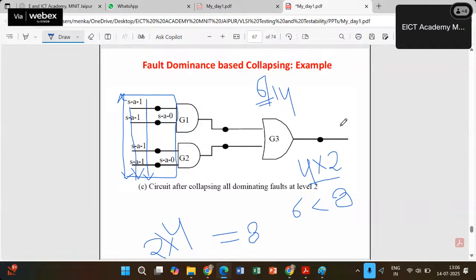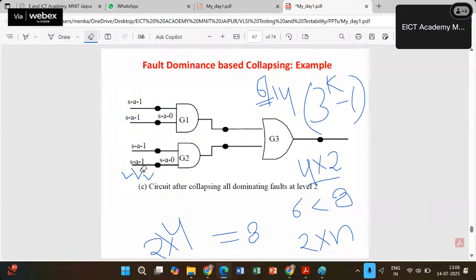The total number of faults, which was explicitly 3 raised to power k minus 1, we have reduced to this much. Let's say it is 2 into the number of inputs. We have reduced that to this much. So this is all from my side. If you have any query regarding this, please feel free to ask.